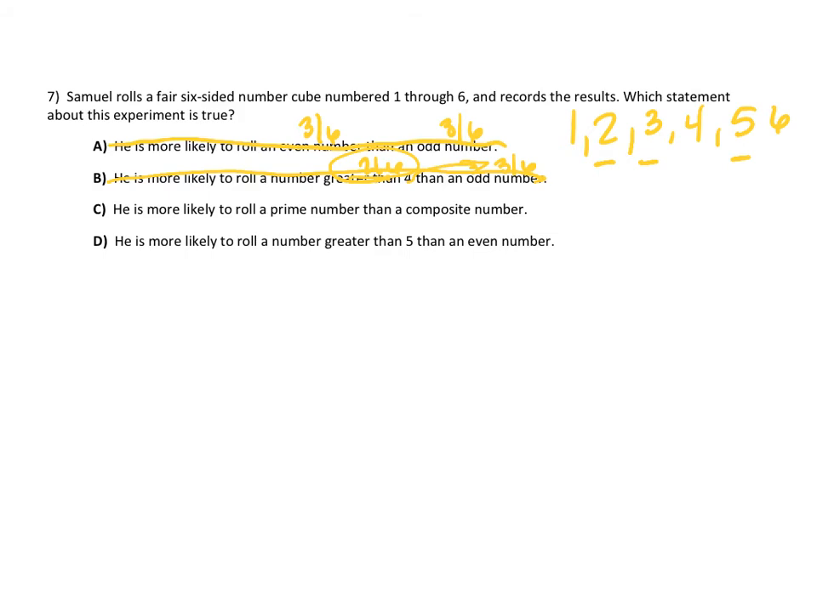Then a composite. What's my composite? 4 and 6. What are we doing with 1 there? What are we doing with 1? 8th grade teacher, I'd say no one. Okay. He is more, okay, so I'm going to say 3 out of 6 to 2 out of 6. He is more likely to roll a number greater than 5 than an even number. That's not true either, so it's got to be this one. I knew it.